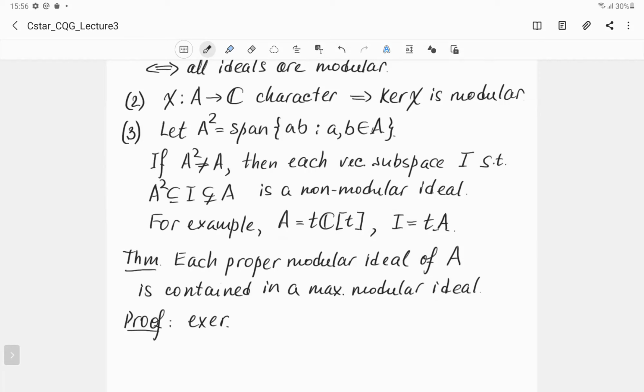If we speak about arbitrary ideals in A, then this theorem fails. So there are some examples of ideals, non-modular ideals, which are not contained in any maximal ideal. So the word modular here is essential.